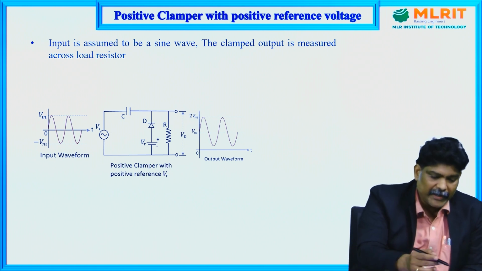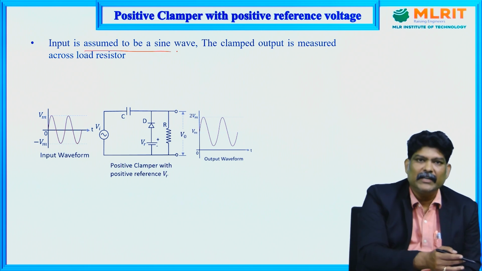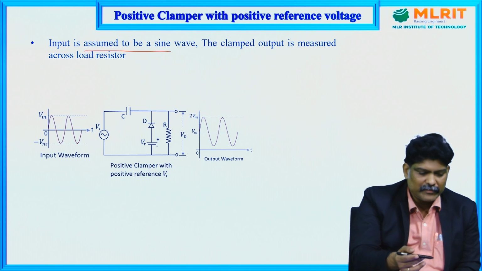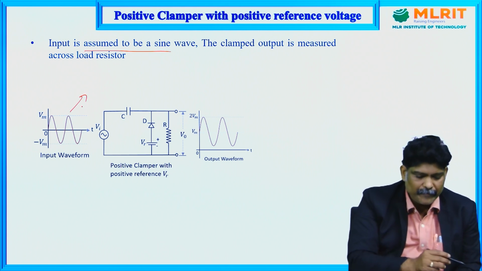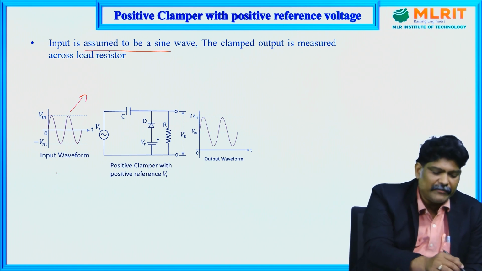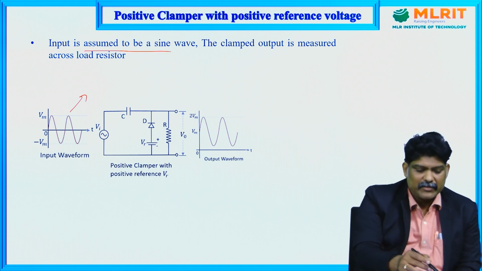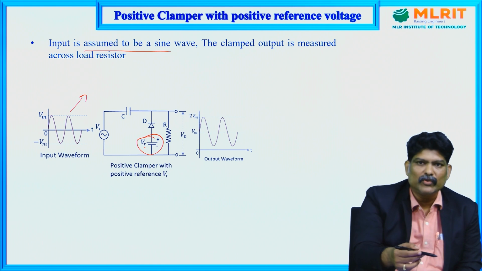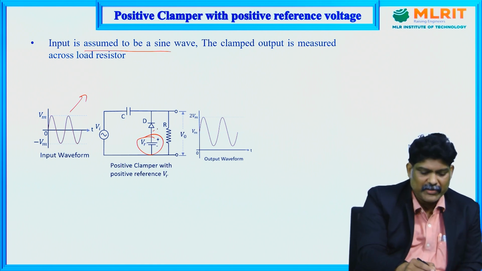So here, in the next case I have assumed a sine wave as the input. Previously it is a square wave. We can also take a square wave. But for simplicity I have chosen a sine wave as an input. So if you apply this sine wave to the clamper circuit, what happens with some reference? We have applied some reference voltage. This VR may be 1 volt, 2 volt, 3 volt, something like that. So it is a positive reference. This is anode and this is cathode of the diode.